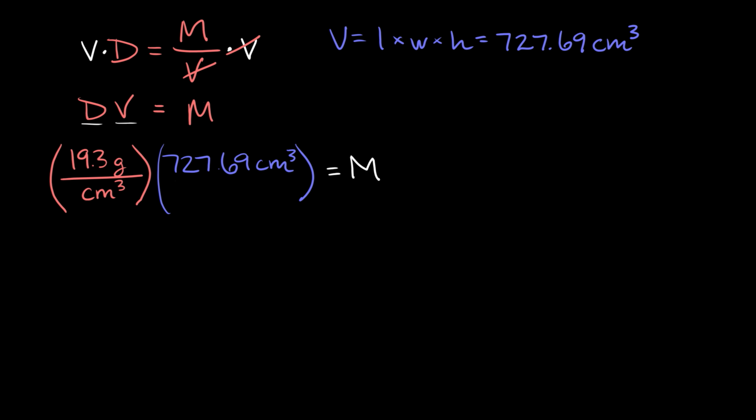One thing that you might notice before we multiply these together is that we have the same units on opposite sides. We have centimeters cubed down here and centimeters cubed up here, so those cancel out. Now if we just multiply straight across what we have left, 19.3 and 727.69, that's going to be equal to approximately 14,044.38. And what are our units that we have left? Grams. So this is equal to m, the mass.